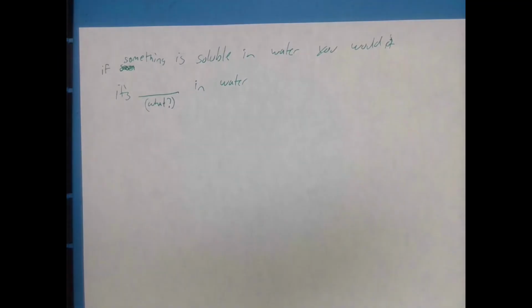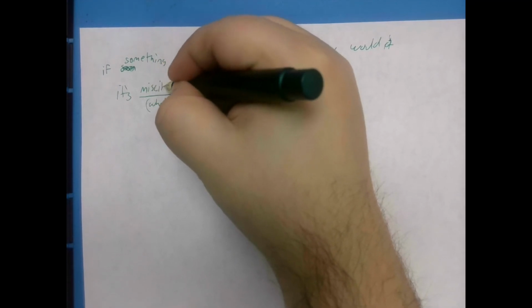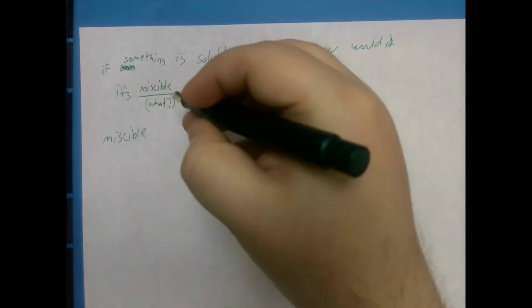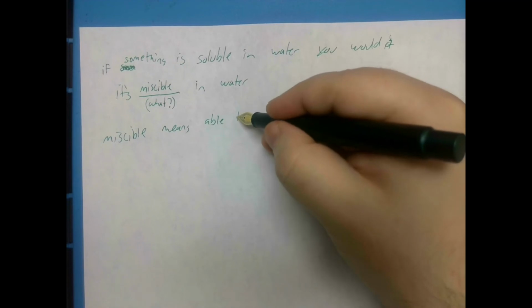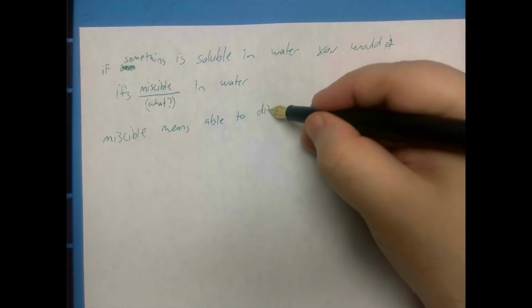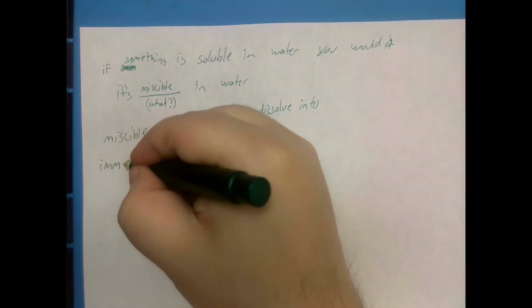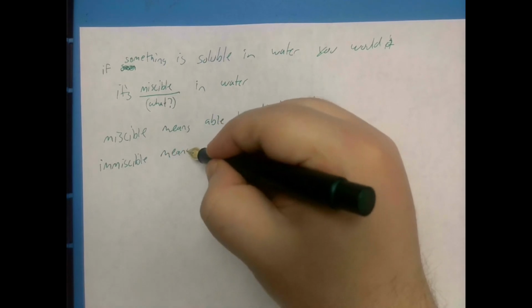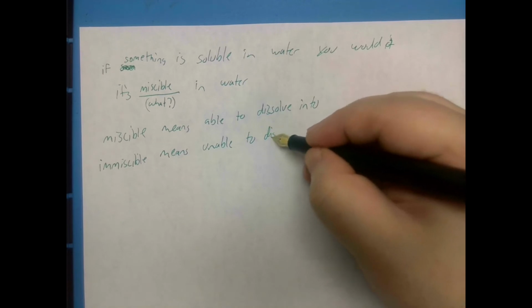What's the other word we learned yesterday? Miscible. Miscible means able to dissolve into, while immiscible means unable to dissolve into.